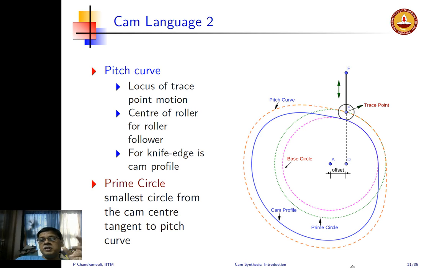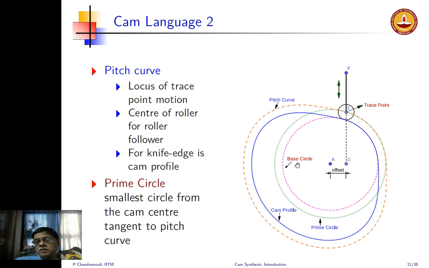Now there is another term. The pitch curve, you can see, is very similar to the cam profile. The blue is basically the cam profile. Obviously, the difference between them is the radius of the roller. You can see they're parallel, the pitch curve as well as the cam profile. We will see later how we derive the cam profile. So the pitch curve is basically the locus of the trace point motion in the inversion.